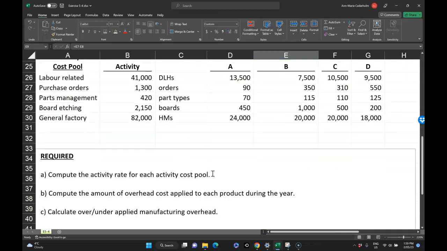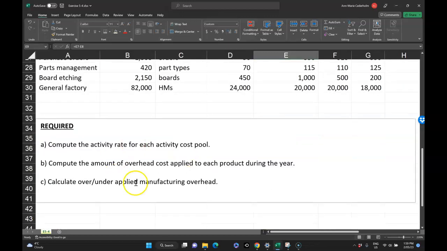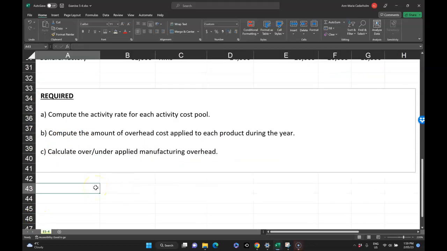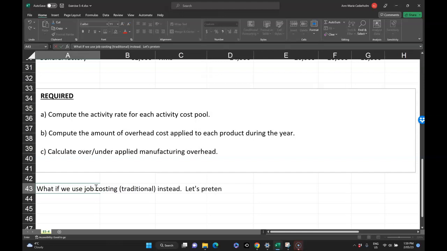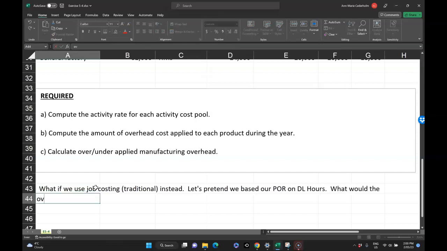Now I'm just going to extend this activity. It's not a part of this question. So I actually already answered part A, B, and C. So I'm just going to compare this to a traditional costing system. So when I say traditional, I mean job costing. So what if we use job costing, and I'll just say traditional instead. Let's pretend we based our predetermined overhead rate on direct labor hours. What would the over or under applied overhead be?